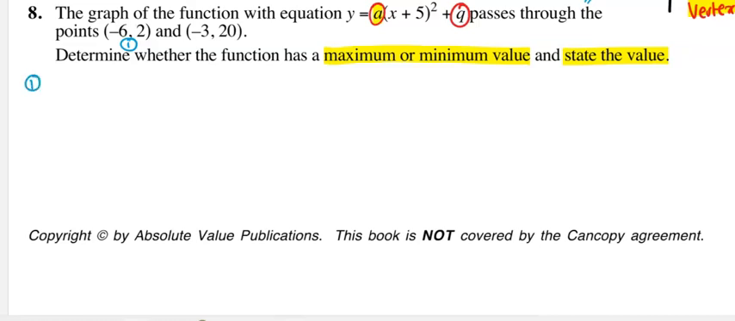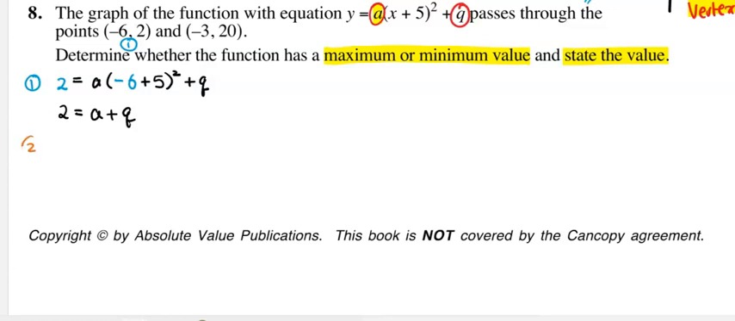I'm going to take negative 6, comma 2 for my first equation, replacing the y value with 2 is equal to a, my first unknown. X is negative 6 plus 5 to the power of 2 plus q. Let's go ahead and simplify that a little bit. 2 is equal to a times negative 1 to the power of 2, which is just positive 1, plus q.